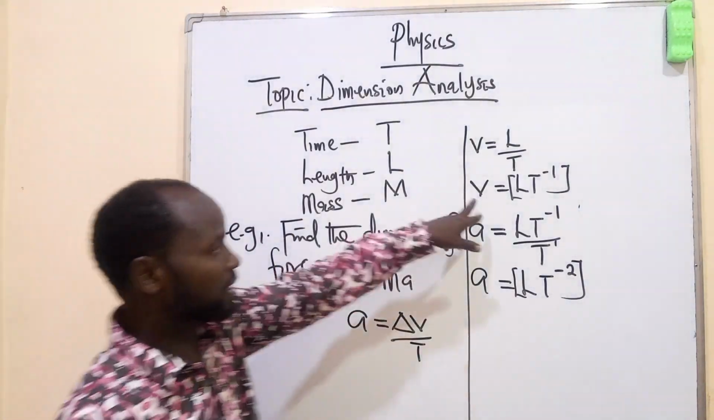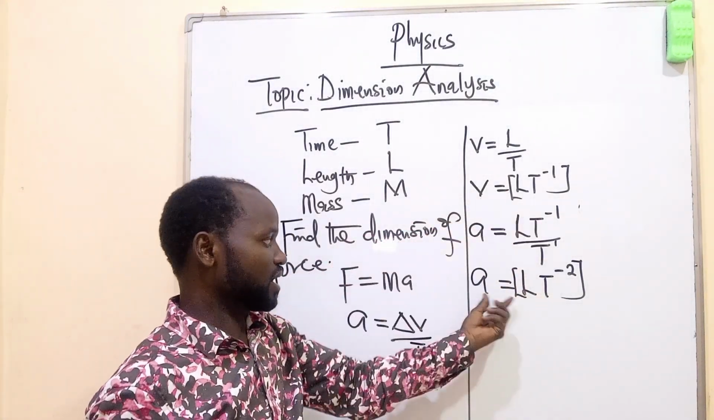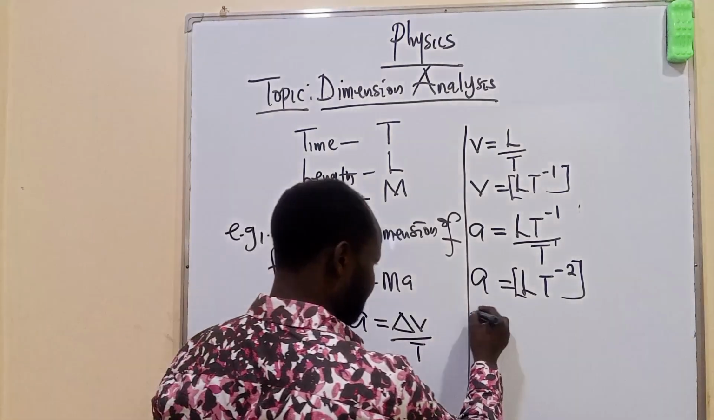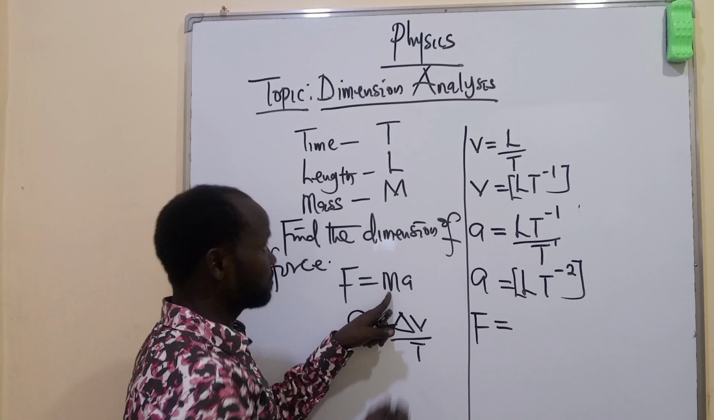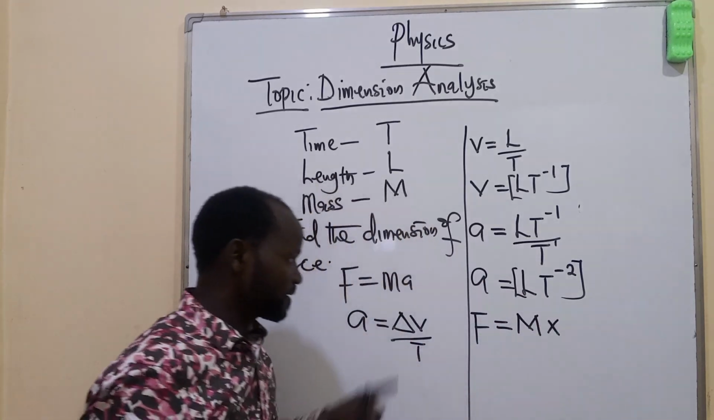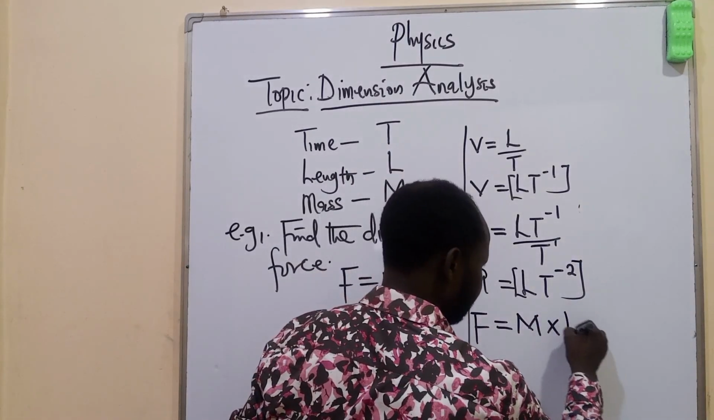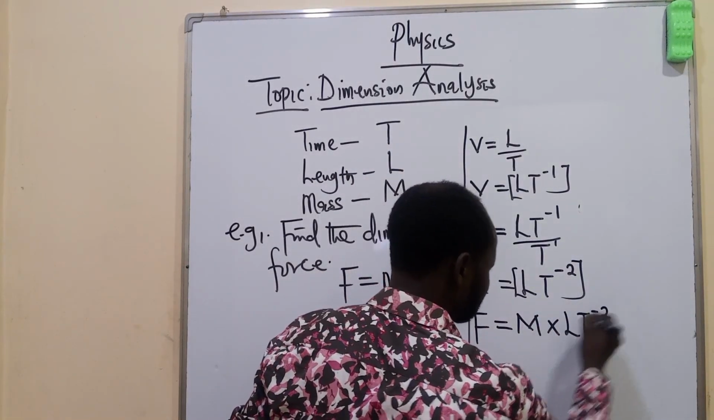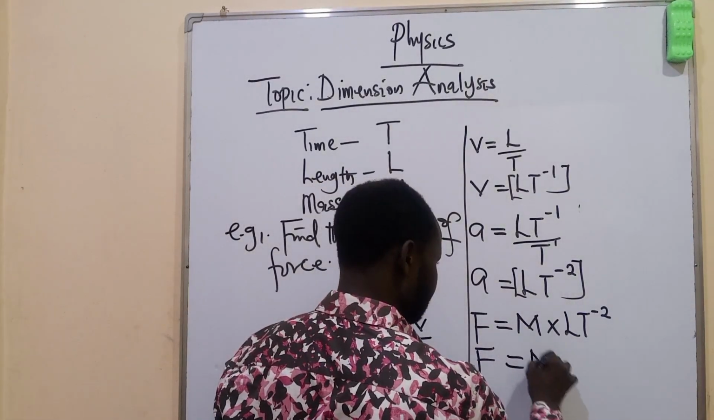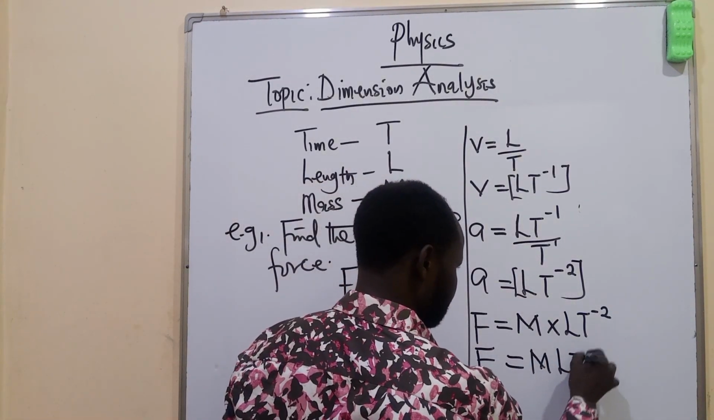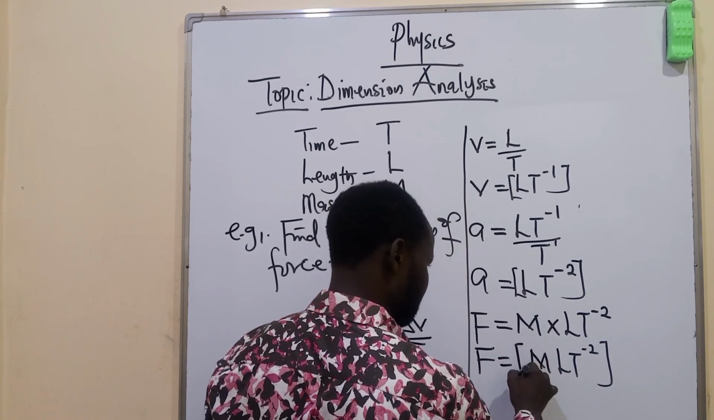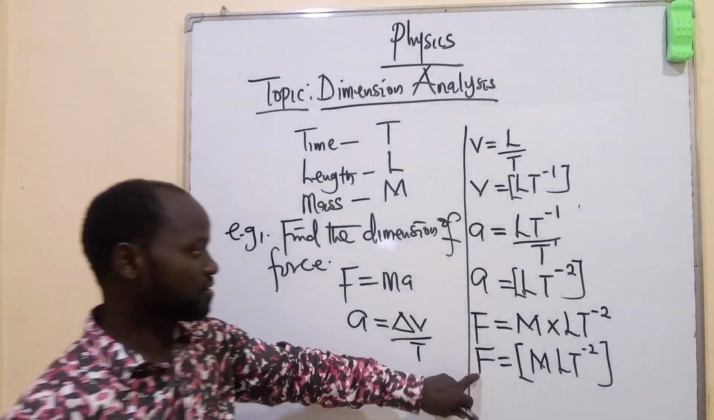So we know now the dimension for velocity as well as that of acceleration. So finally, the dimension for force F will be equal to M, which is mass, capital M, multiplied by acceleration. The dimension for acceleration is LT^-2. So finally, the dimension for force will be equal to MLT^-2. We put it in square bracket like this. Very important. So this will be the dimension for force.